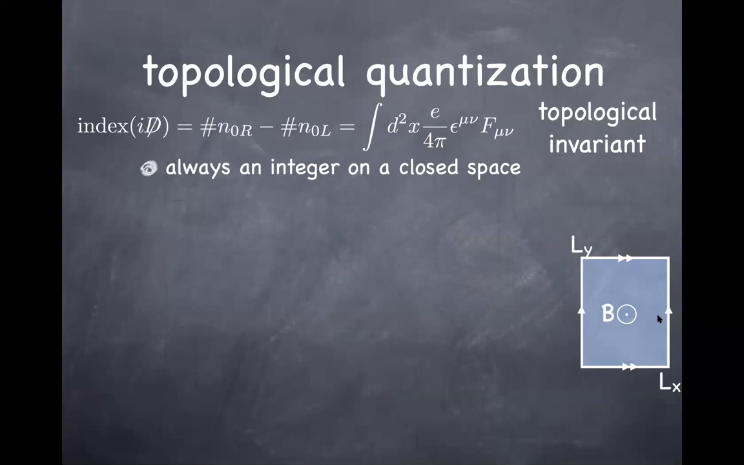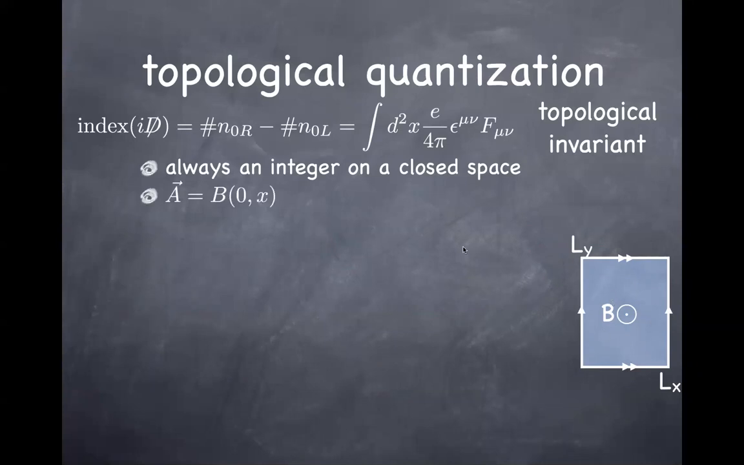These two arrows are meant to be identified. These two double arrows are meant to be identified. So this defines a rectangle of area Lx times Ly. This is one example of a space without a boundary. So the question is: is there any reason why the magnetic field that goes through this rectangle has to be quantized, such that this integral is an integer?